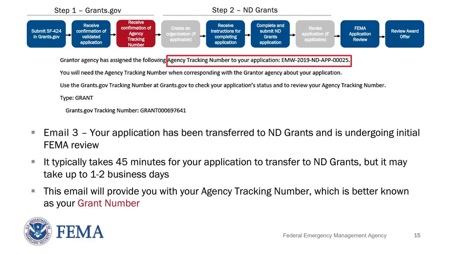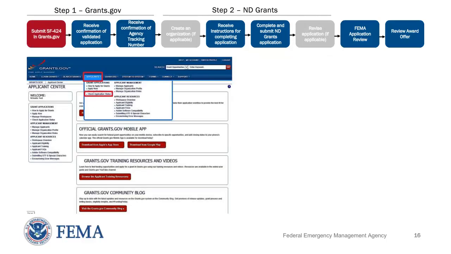The next email you receive will state that the grantor agency has assigned a tracking number to your application. This means that your application has successfully migrated to ND Grants and is currently undergoing initial review by your FEMA program manager. It typically takes 30 to 40 minutes for your application to transfer, but it may take up to 1 business day. This email is important because it provides the agency tracking number, which is better known as your grant number. Use this number in all communications with FEMA and the ND Grant service desk about your application.